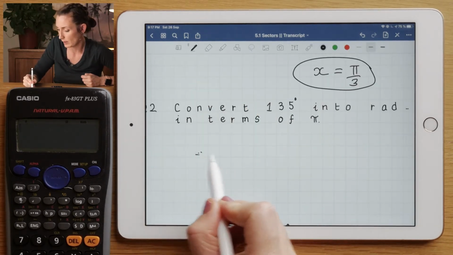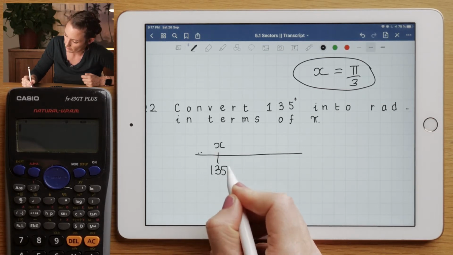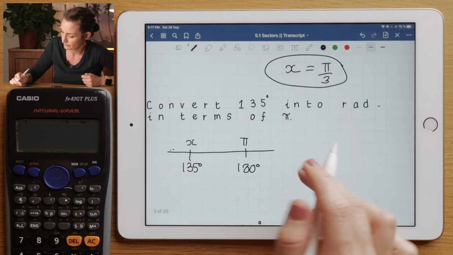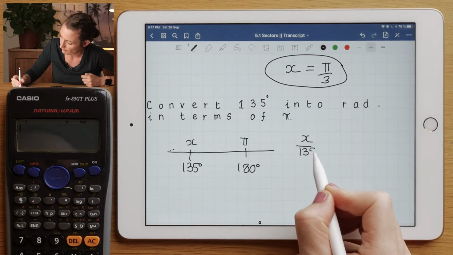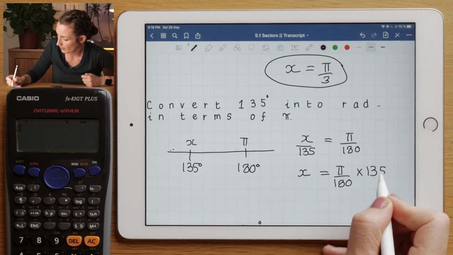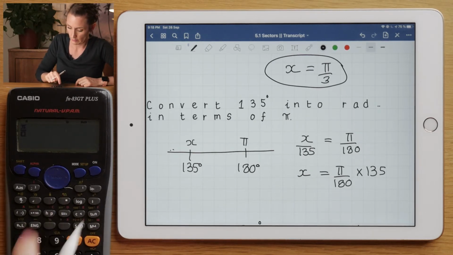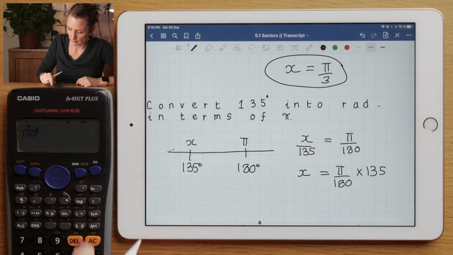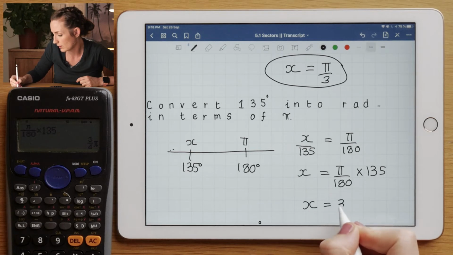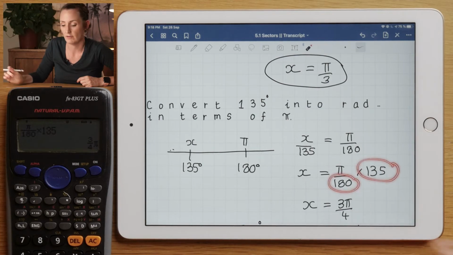Let's try another one a little bit quicker now. I want to find how many radians would be equivalent to 135 degrees, but I know 180 degrees is equivalent to pi radians. So x divided by 135 is equal to pi divided by 180, times by 135. If you want, you can use your calculator to help cancel that down: pi over 180 times by 135, and it'll cancel down the fraction for you. That would be 3 pi over 4. If not, you can also divide by 5 and go from there.